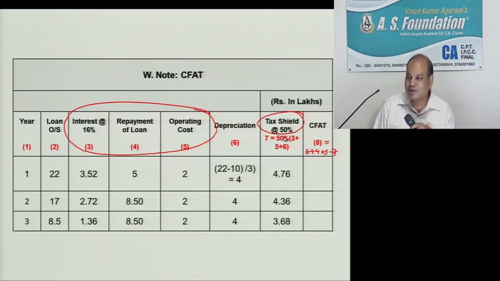Last column, 3 plus 4 plus 5 minus 7. Do it yourself. Transfer the figures to the main page.